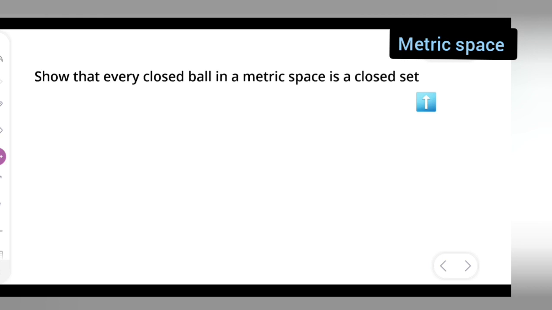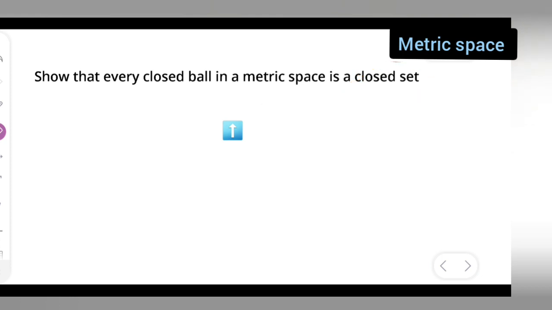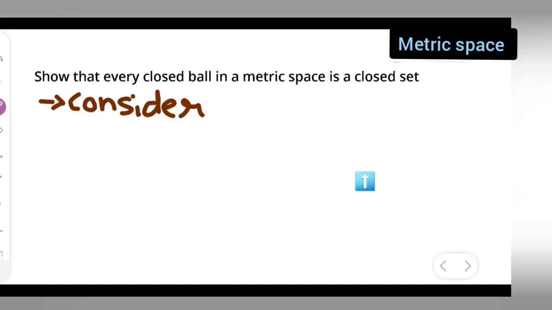What you'll have to show? You'll have to show that every closed ball in a metric space is a closed set. So first let me start proving. You can write down. First, you'll have to consider the closed ball.